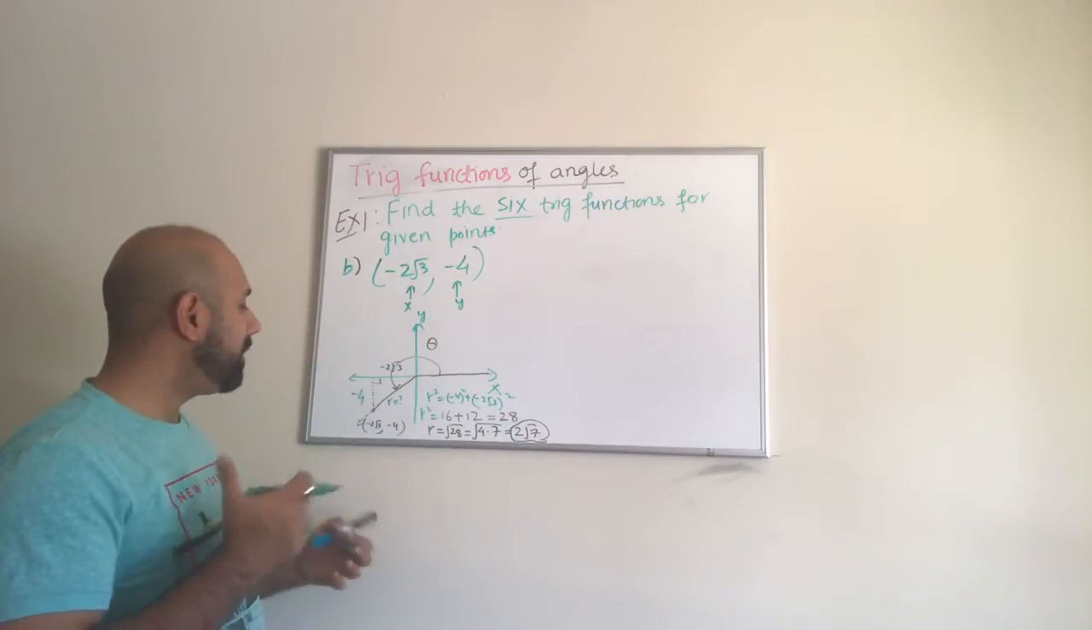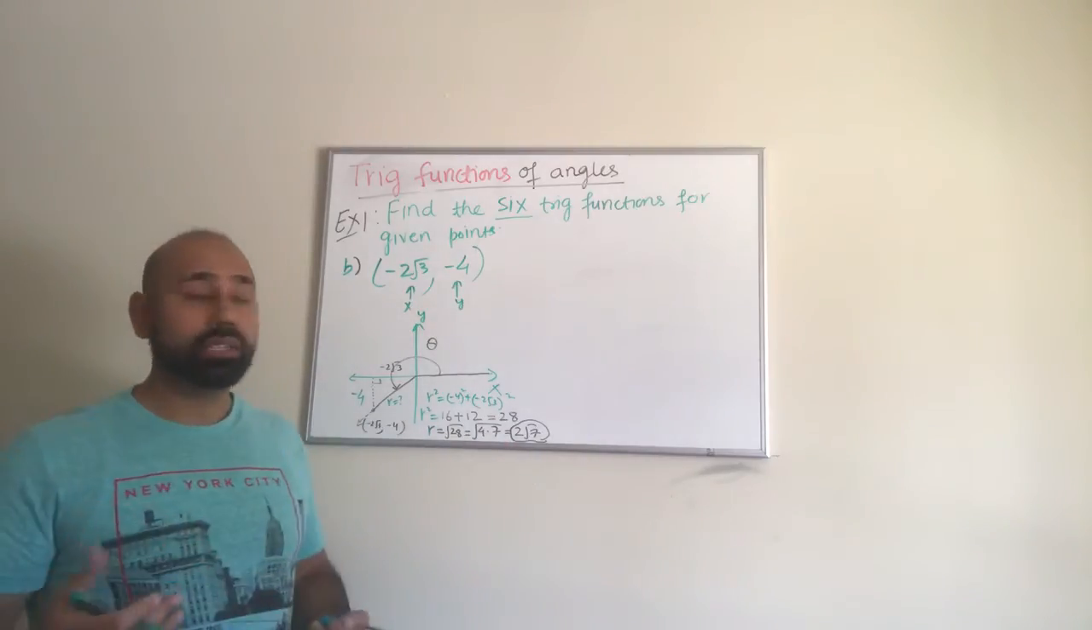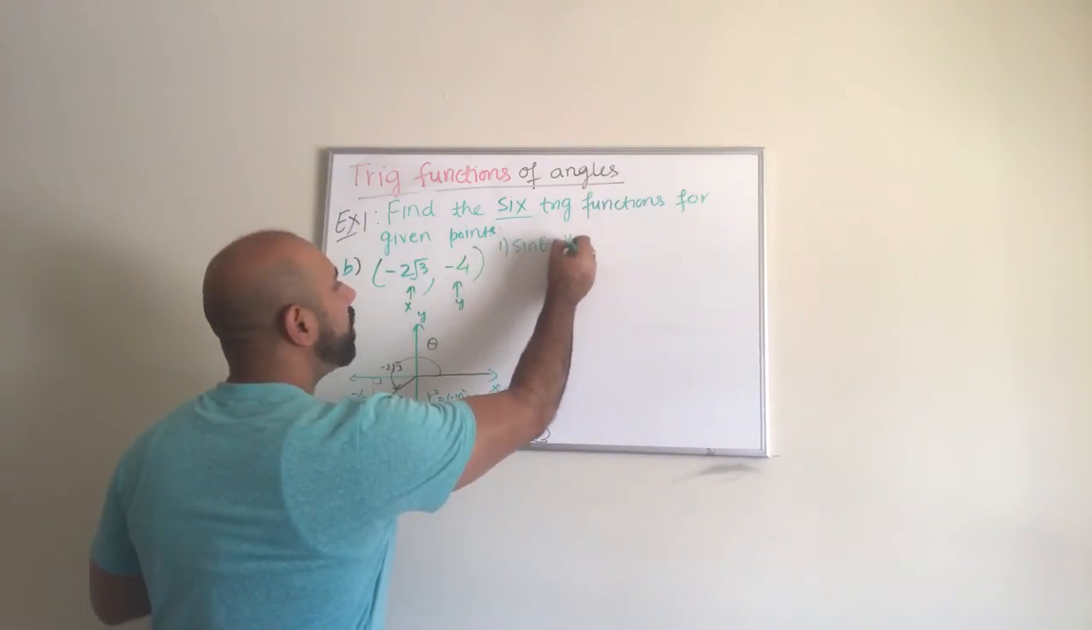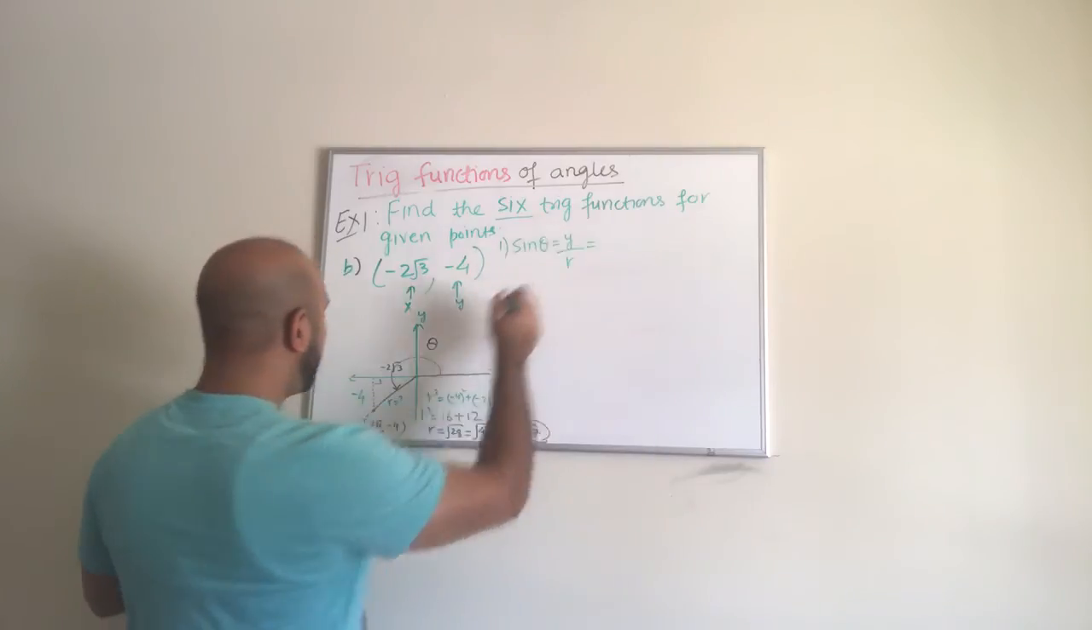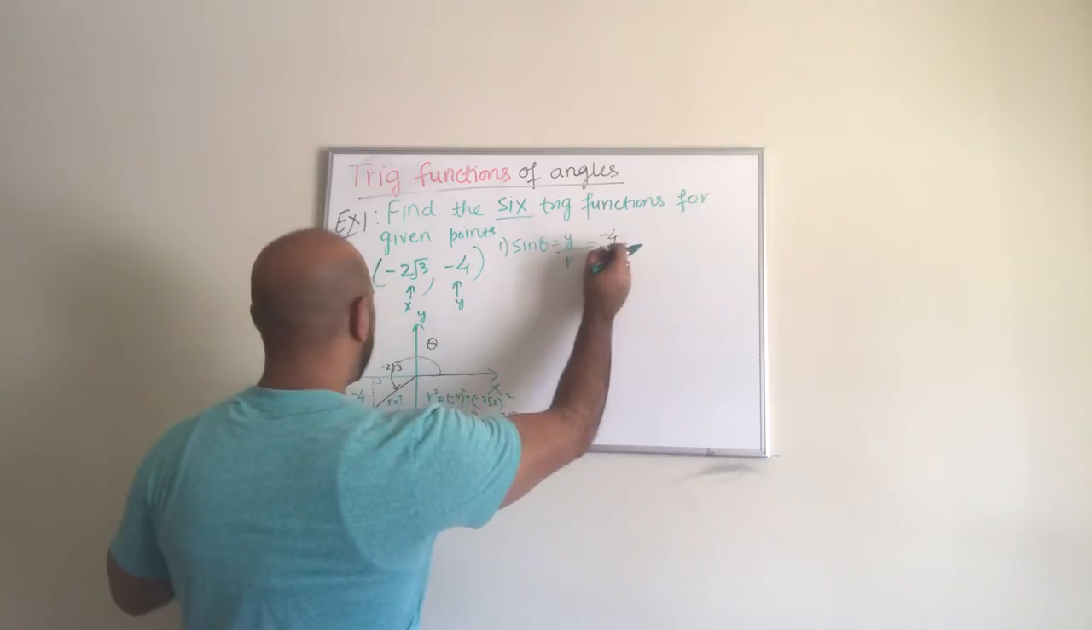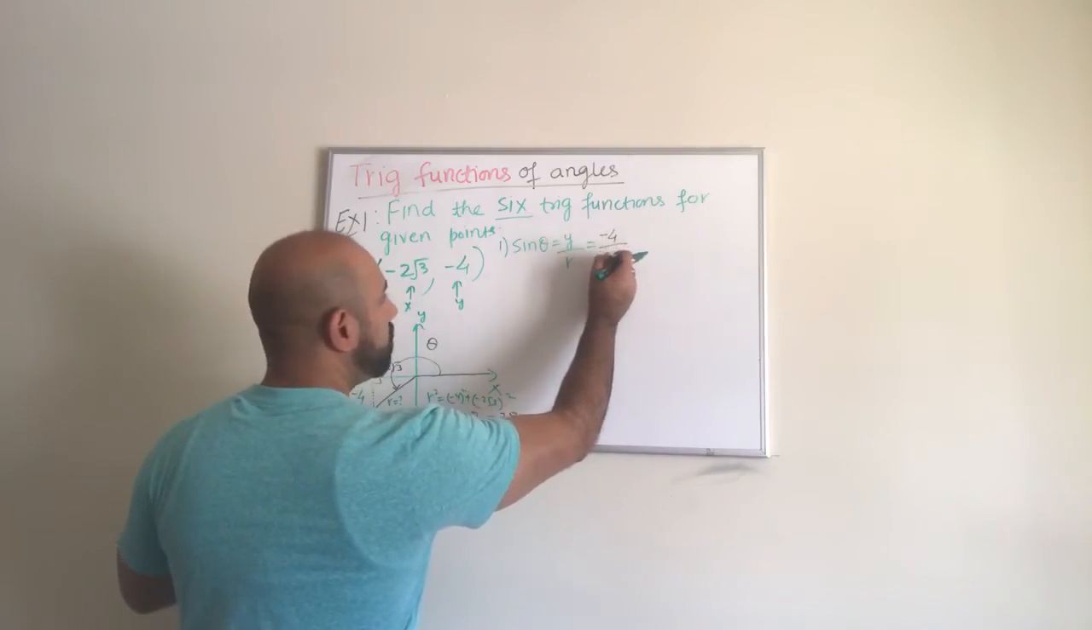So we have r, we have the x and y. Let us go ahead and write the 6 trig ratios. Guys, I'm going to start with the sine. Sine of theta we know is y over r. And what is my y? It is -4. So I have to write -4 divided by r, which is 2 radical 7.